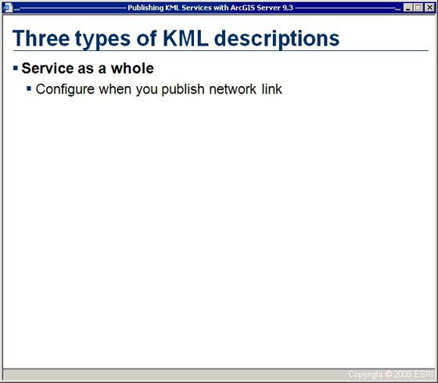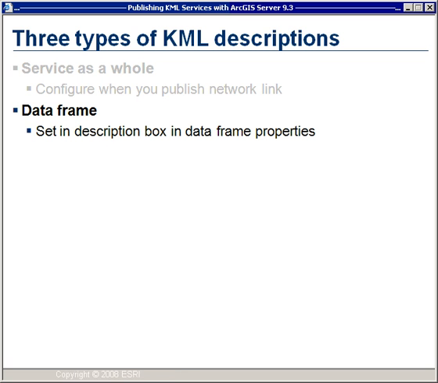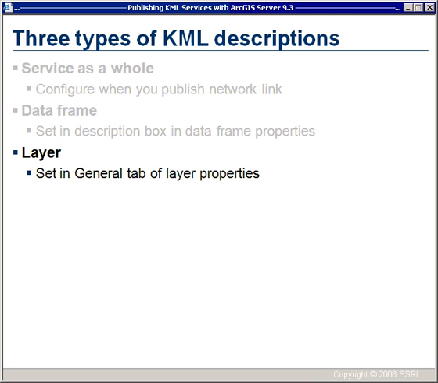When you publish it, one of the steps is to create a network link file, which is kind of a shortcut to get to your KML enabled service. So you can set a description when you do that publishing and create that network link. And also, when you're doing the authoring, you can set it at the data frame level. In the description box for the data frame properties, you can set a KML description there. And then you can also set it at the layer properties level.